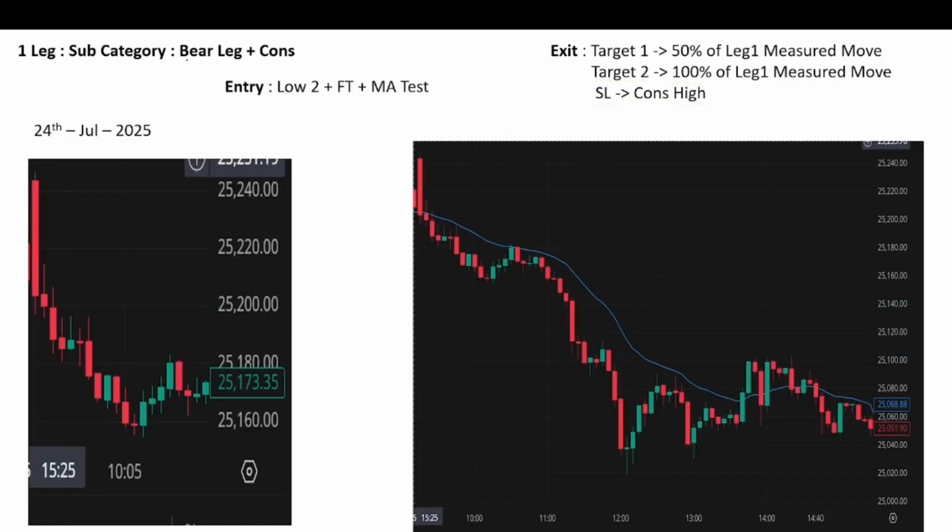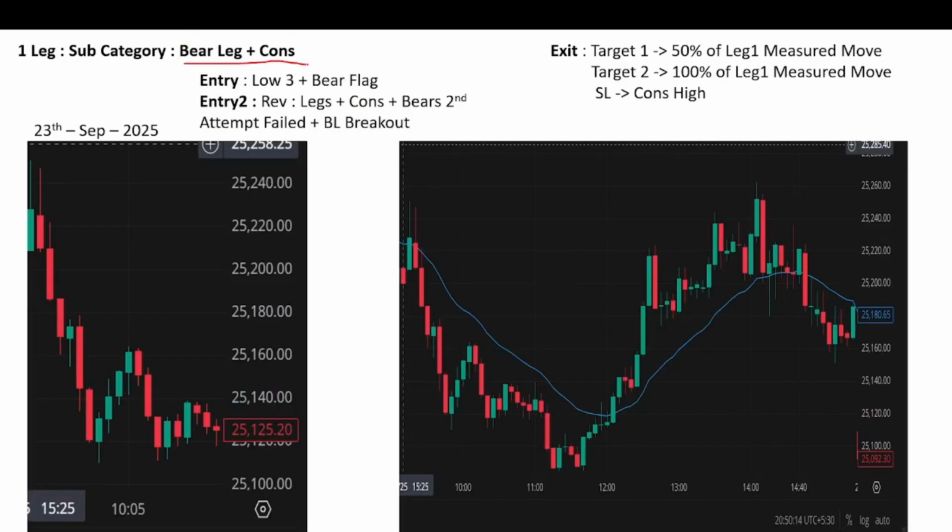So this is another example of a bear leg and consolidation opening. So here you got low 2 and follow through entry, which is also an EMA test, and target 1 and target 2 are pretty much the same, and you will meet your target 1 as well as target 2 in this scenario. And here you can also see one more setup of 3 legs and reversal attempt, which we will see in the coming days.